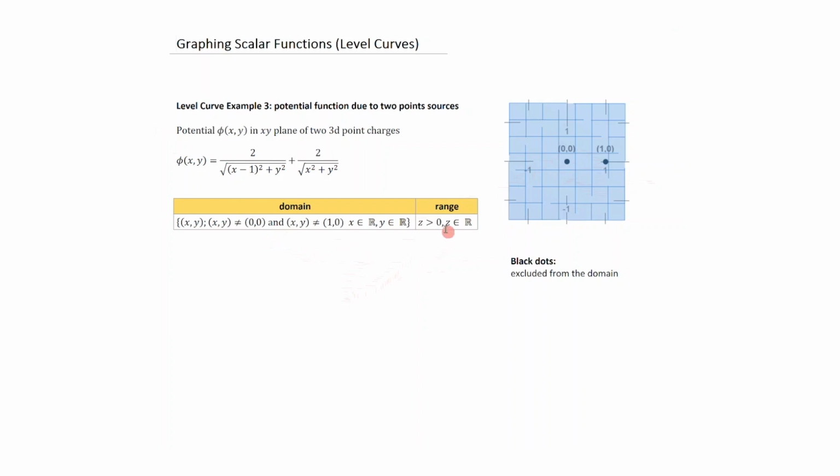The value of z is going to be greater than 0 because this is a plus sign and these are positive. Okay, so this is always going to be greater than 0. All right, so that's basically a picture of what to expect. And so now let's look at some level curves for this problem.